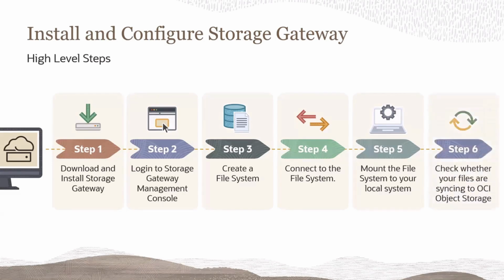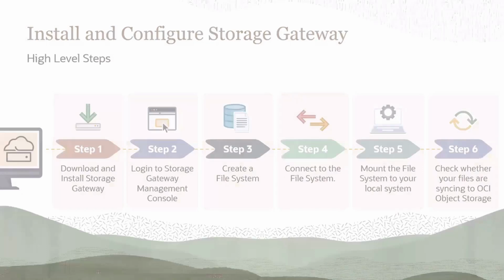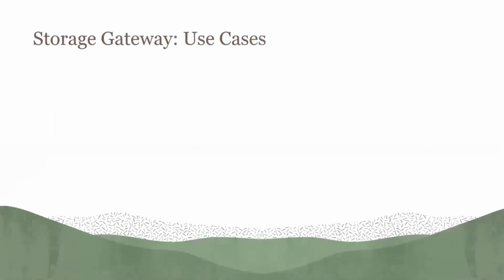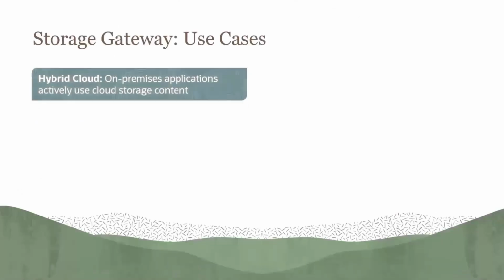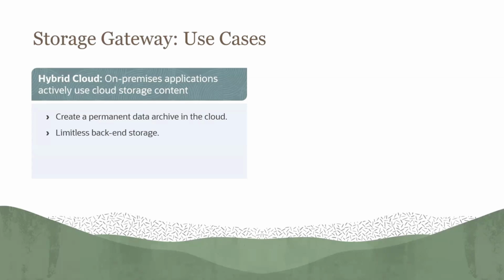Now, you need to verify that when you write a file or a directory to the file system, it creates an object with the same name in the bucket. Now let's look at some of the use cases. First, we will focus on hybrid cloud scenario where your on-premise applications can use object storage for storing data, and there are several benefits associated with it.